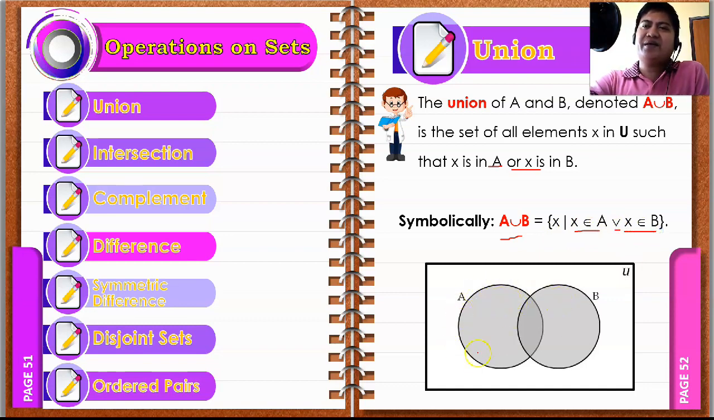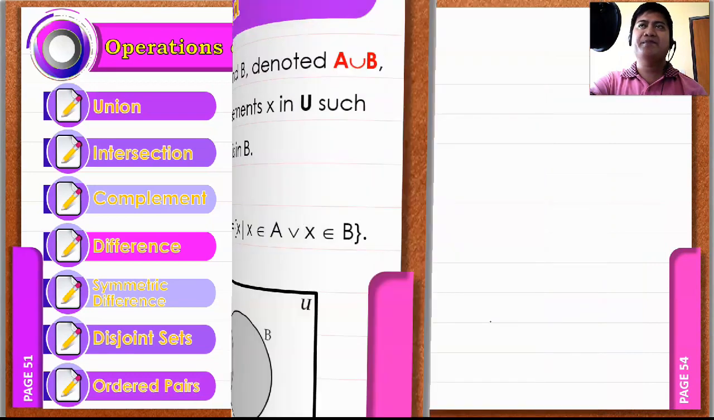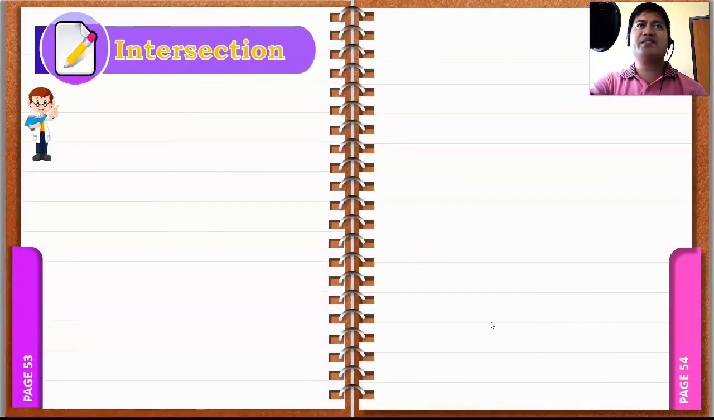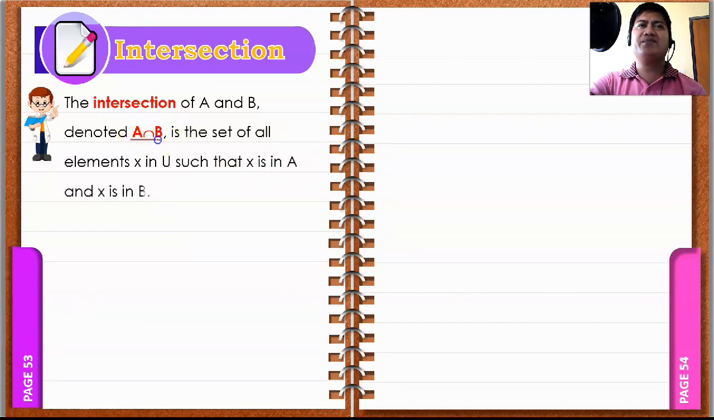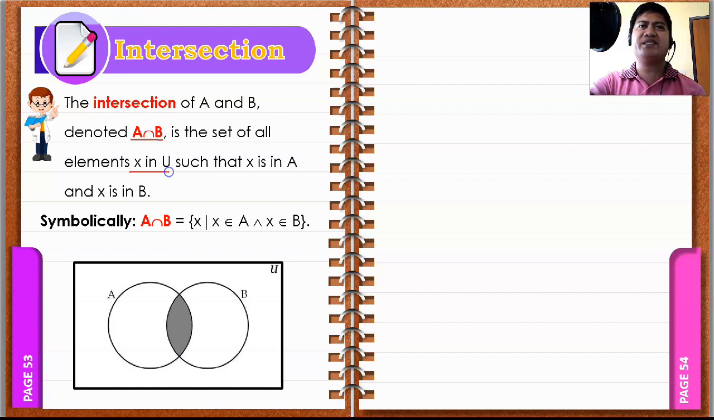So using the Venn diagram, the shaded area is set A and set B. So this is an example. This is the Venn diagram for the union of sets. So for the intersection of sets, we have the intersection of A and B denoted by this symbol. A intersection B is the set of all elements X in the universal set such that X is in A and X is in B.